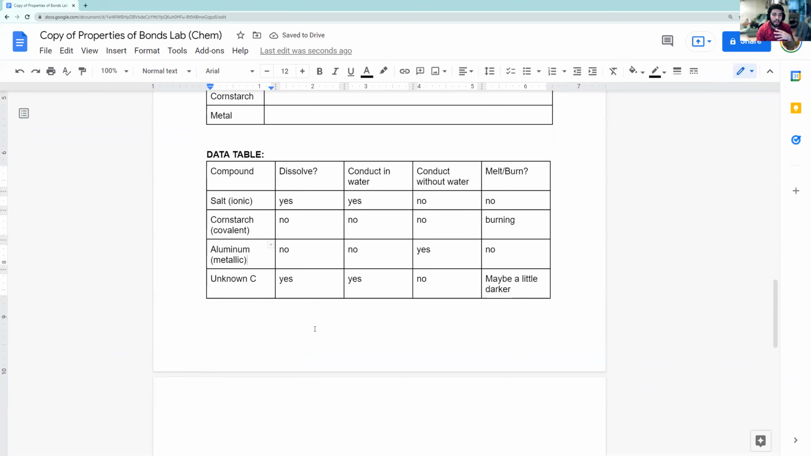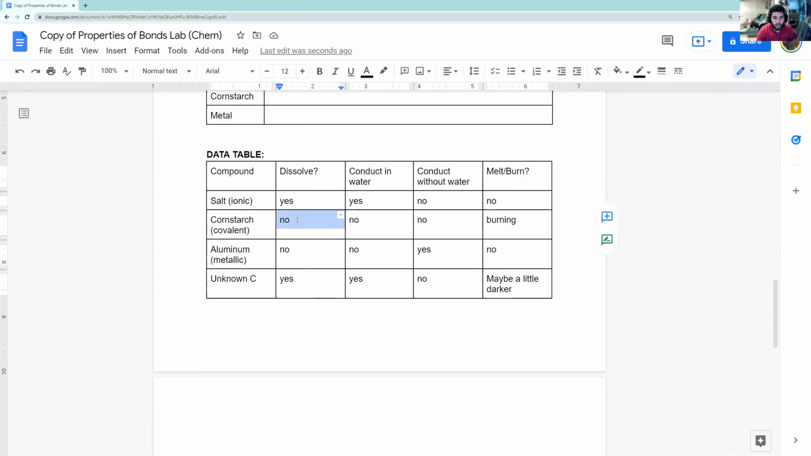So with that, we can make some ideas about it. First thing right off the bat: if we're basing all our ionic properties on salt, we expect it to dissolve. We expect ionics to conduct in water, but not outside of water. Furthermore, we expect nothing to happen when it burns. If we take covalent molecules to be the same way as cornstarch, then we expect them not to dissolve, not to conduct outside of water, but when you apply heat, it'll burn.